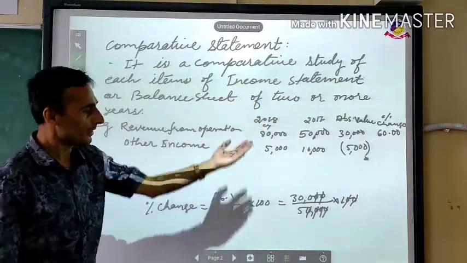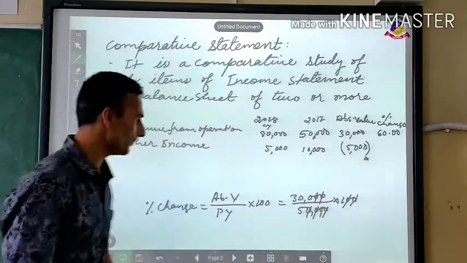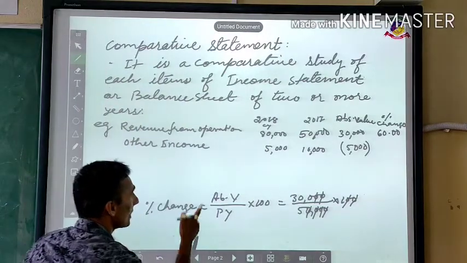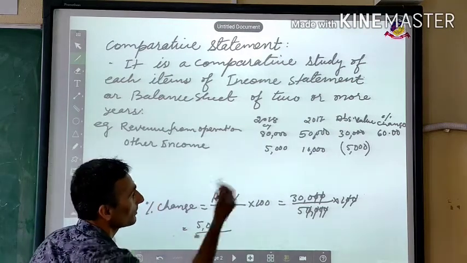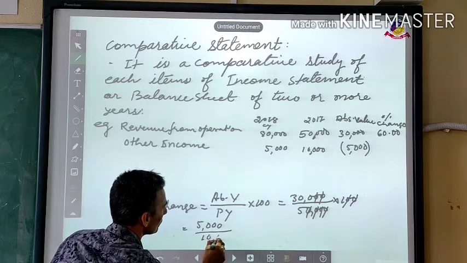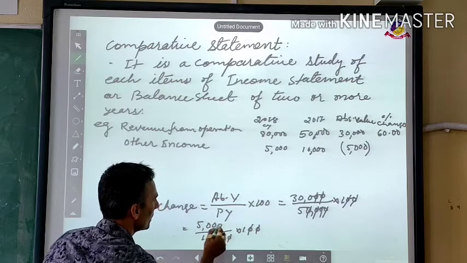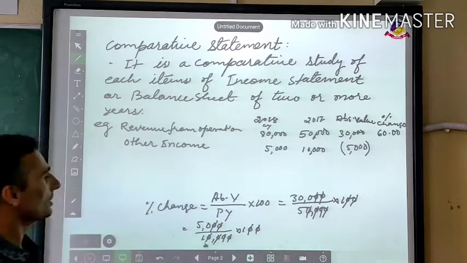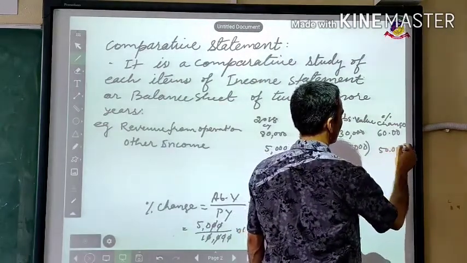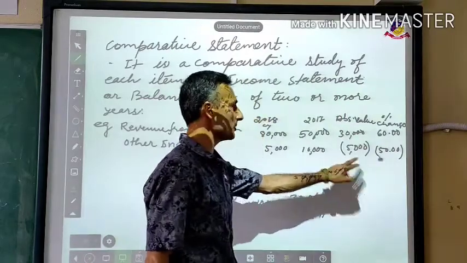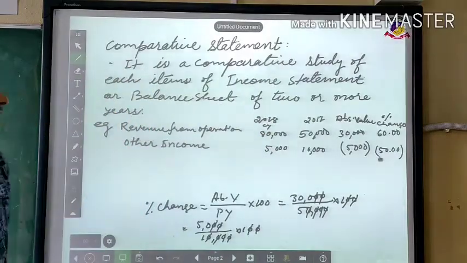Now after finding out the change in absolute term, you have to find the change in percentage term. So again here, the absolute figure, that is 5,000, by the previous year, 10,000, into 100. So you have how much? 50%. So here it is 50.00. And since this is negative, the percentage change is also negative, right? So this is how we do it.